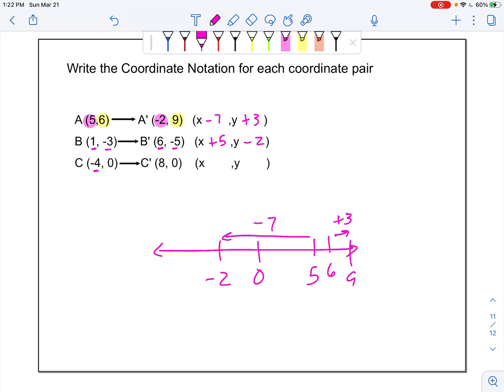And here I went from negative 4 to 8. So think about that. I'm all the way down here at negative 4, and I go all the way up here to 8. That's a plus 12. And then nothing happened to my y, but I do still have to put it inside the coordinate notation and just leave it as y. So this coordinate notation would be (x + 12, y).